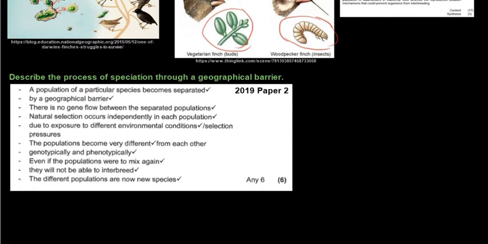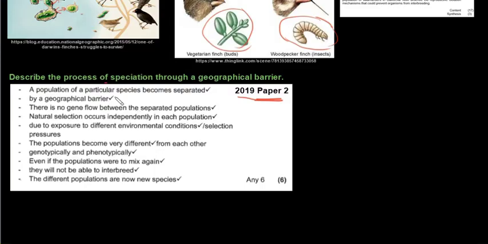Then, describe the process of speciation through a geographical barrier. This was actually a question asked in the 2019 final paper, paper 2. And this is the memo for that specific question. So you can see that the marking guidelines are very similar to the exam guidelines provided to you and the recipe that you need to use.